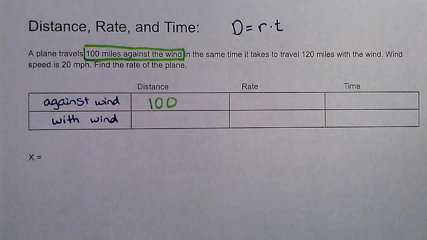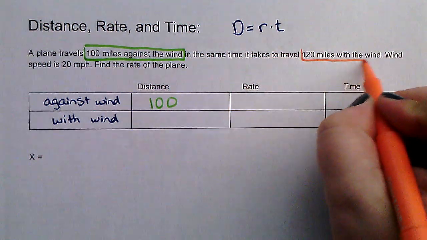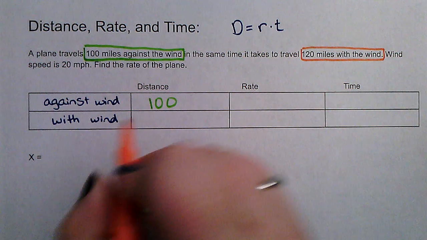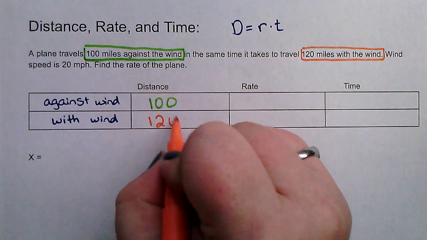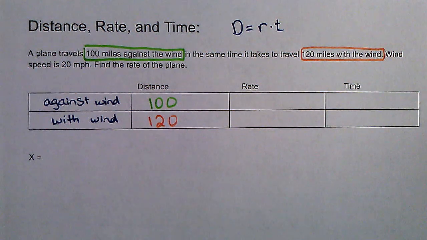Okay, the next thing it says for a number is 120 miles with the wind. So another distance, but this one goes with the wind, 120. Notice with the wind, we went a little farther than against the wind. Let's talk about why that is.